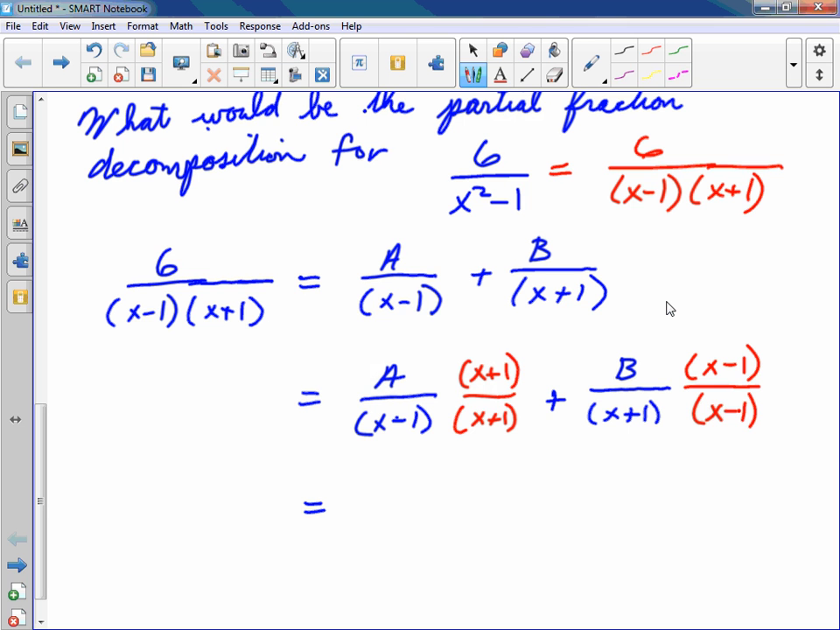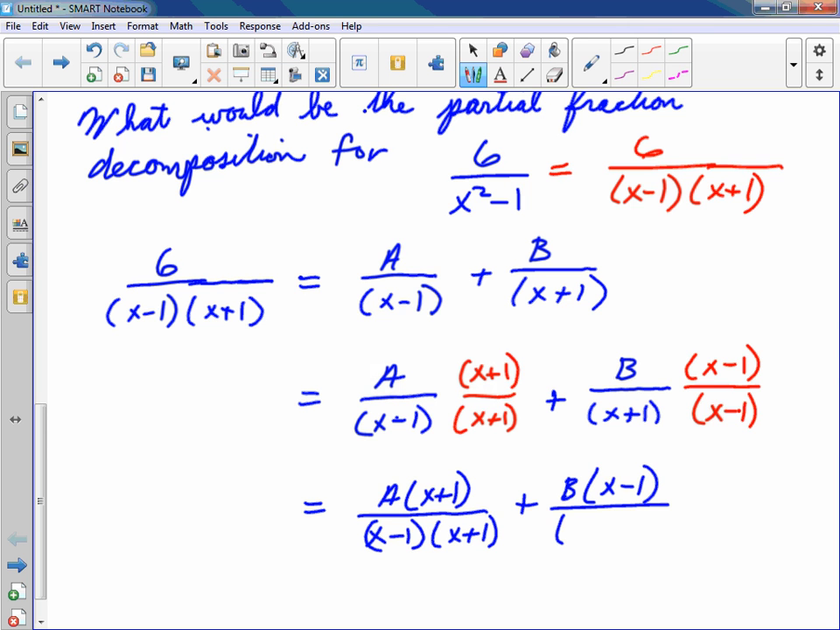So then let's multiply this out a little bit, try to put it together. So now we'll have a times the quantity x plus 1 over x minus 1 quantity times quantity x plus 1, plus b times the quantity x minus 1 over x plus 1 times quantity x minus 1. And I'm even going to bring down my 6 so that we don't forget that we had it.